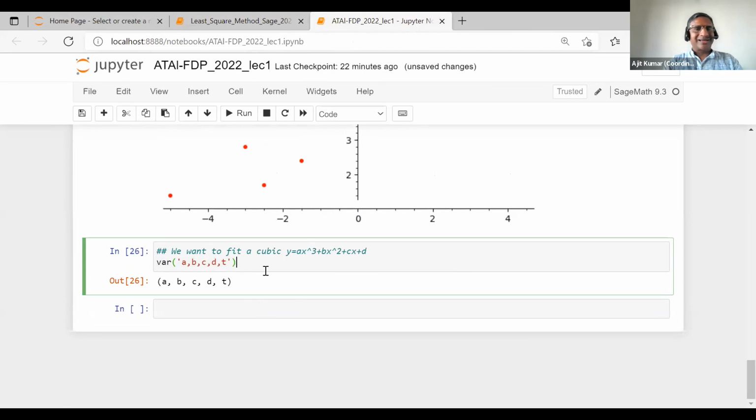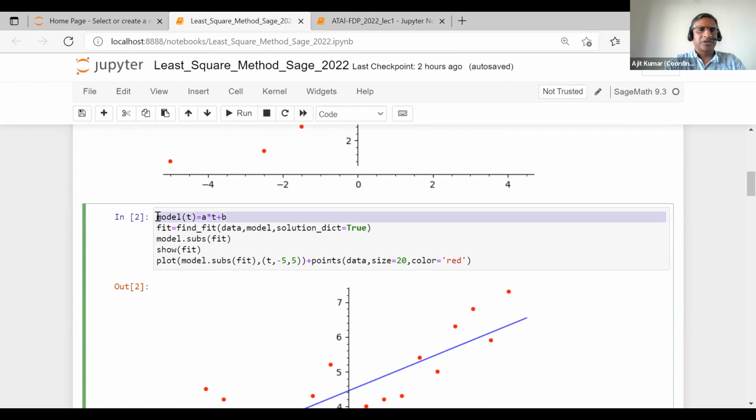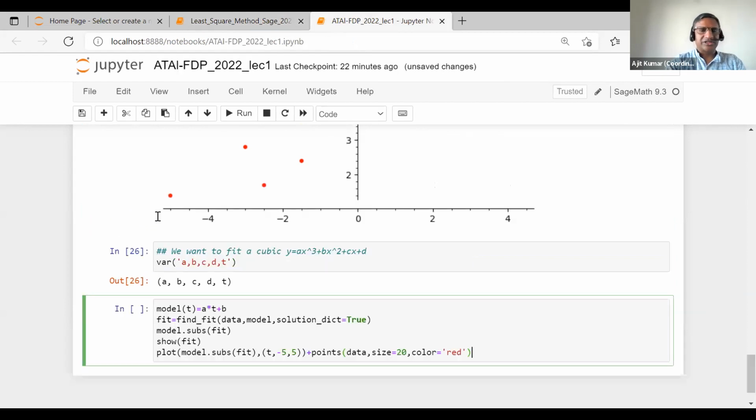We can use our own formula that we found. We can also use an inbuilt function. So let us use the inbuilt function. There is an inbuilt function called model find fit. I'll just copy paste it there so that I can explain.